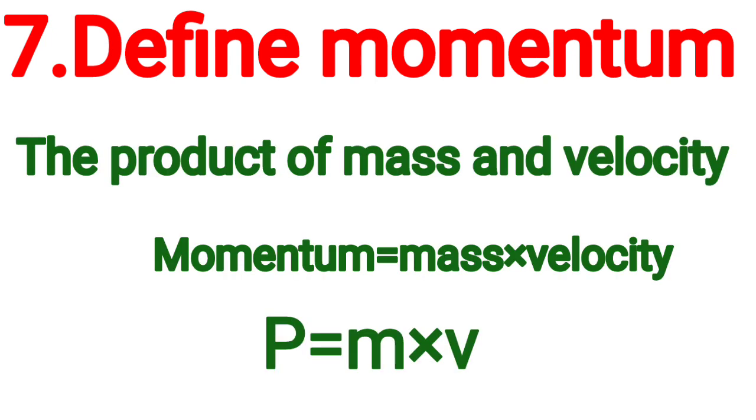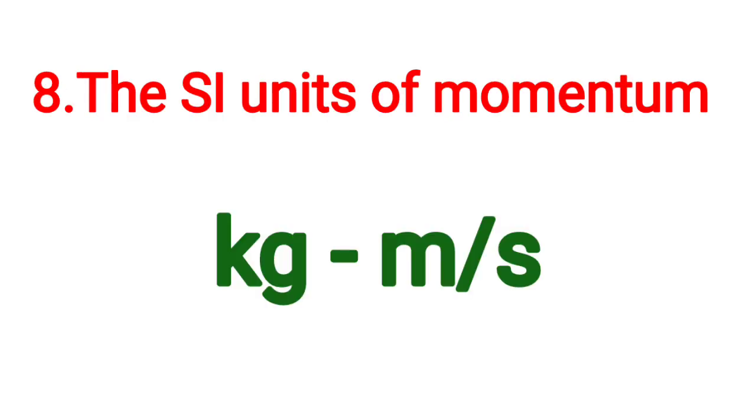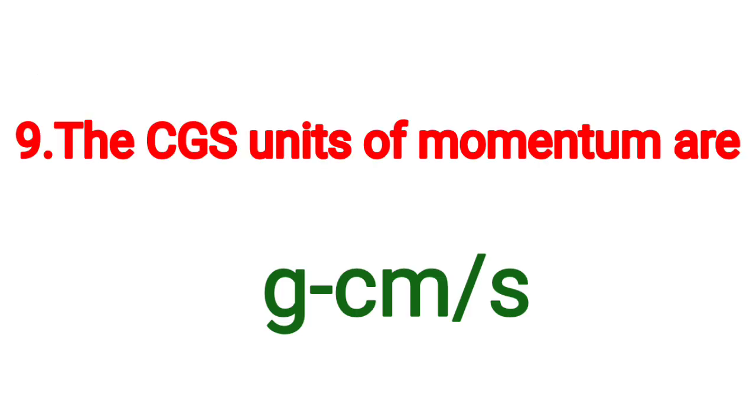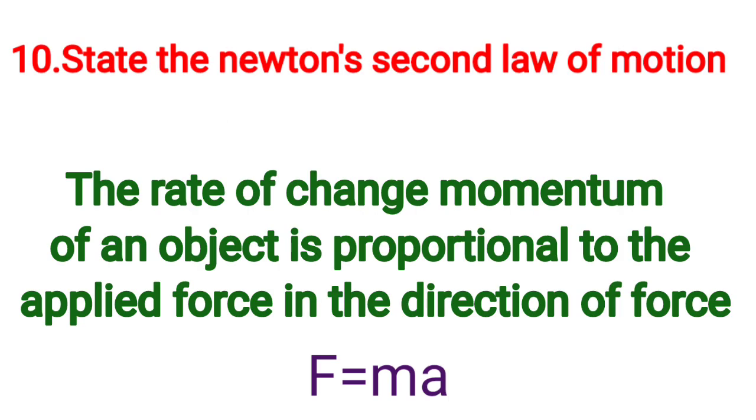Question number 7. Define momentum. The product of mass and velocity is called momentum. Momentum is equal to mass into velocity. P is equal to m into v. The SI units of momentum are kilogram meters per second. The CGS units of momentum are gram centimeters per second.